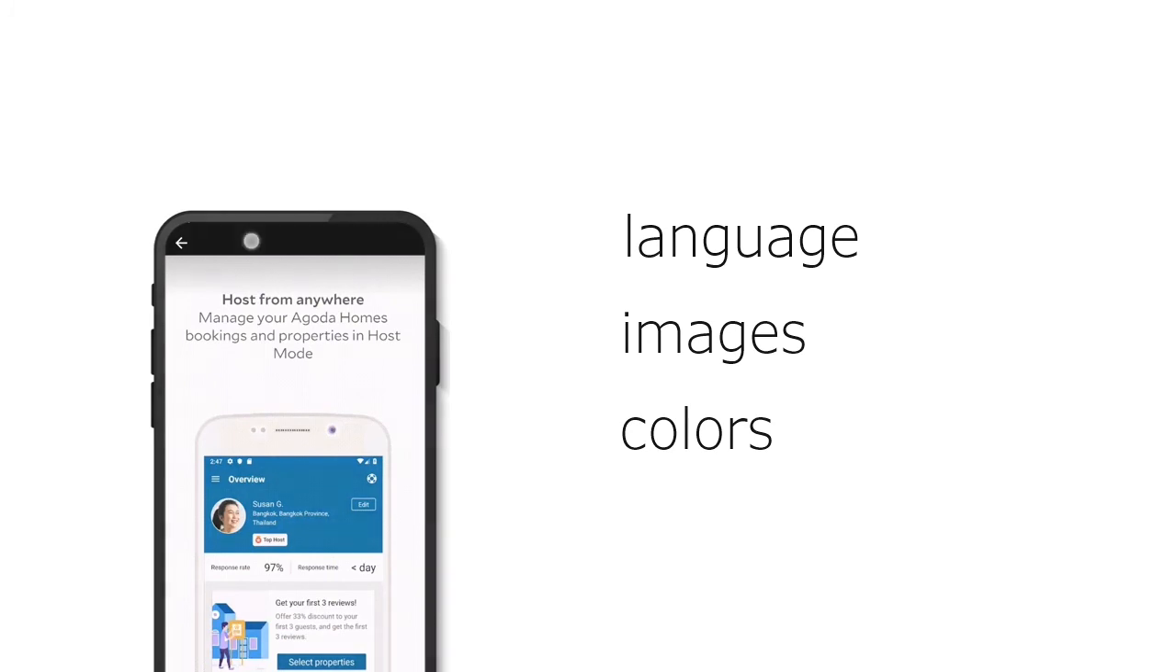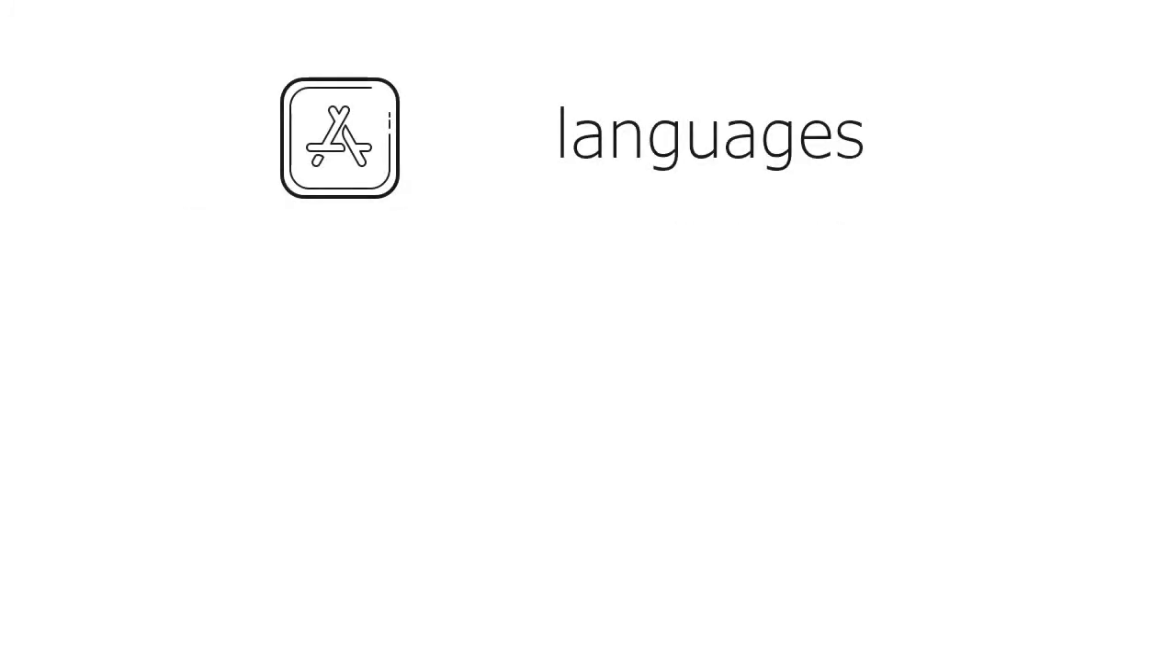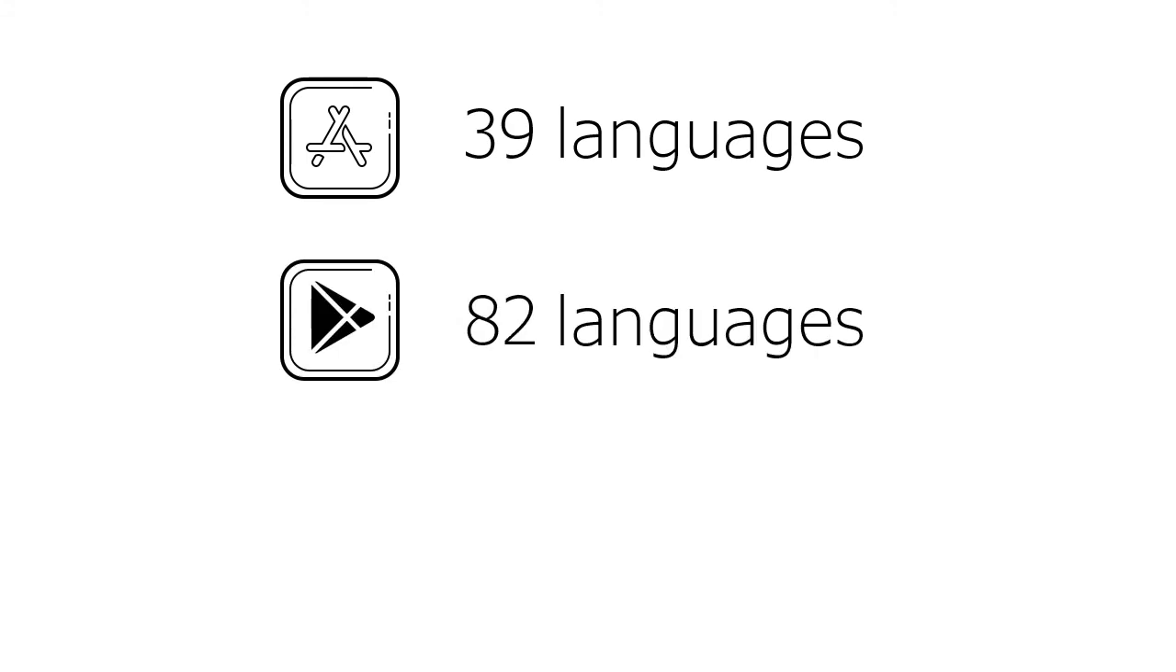Two final things to bear in mind. The app stores provide you with all the settings you need to target a global audience. The Apple App Store offers 39 different languages, while Google Play has 82. And the languages are split according to region, meaning that Spanish is divided between Spain, Latin America, and the US. All you have to do is select the most relevant regions and get started.